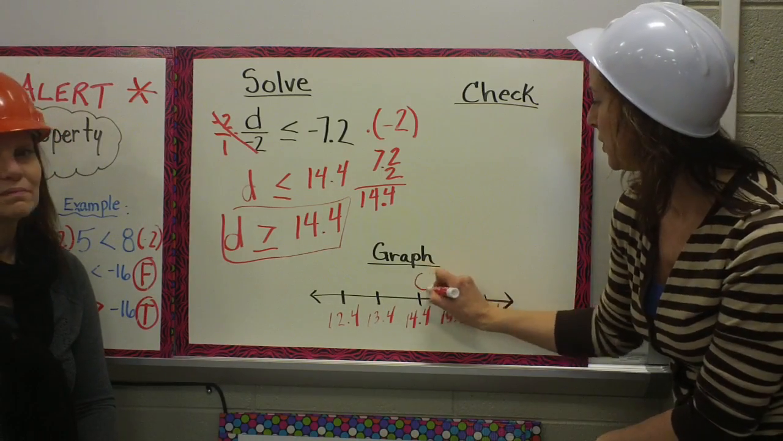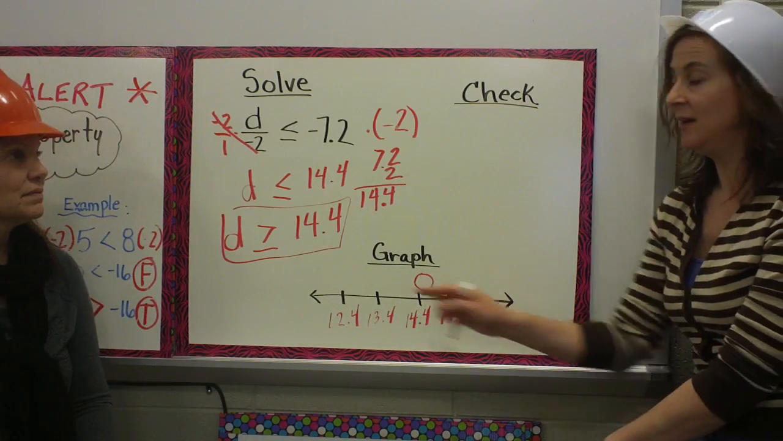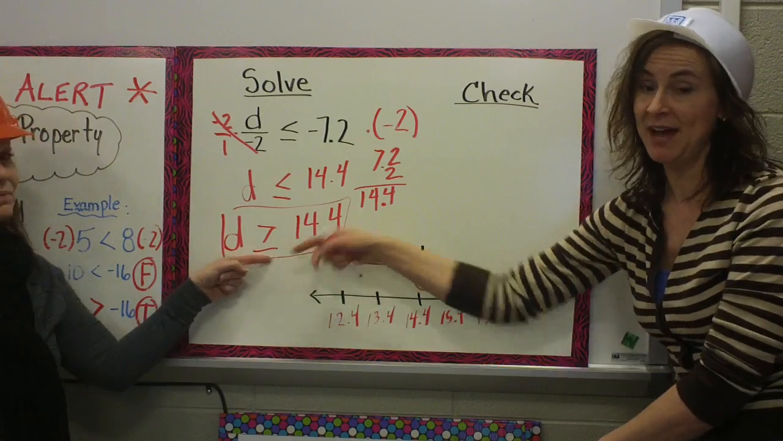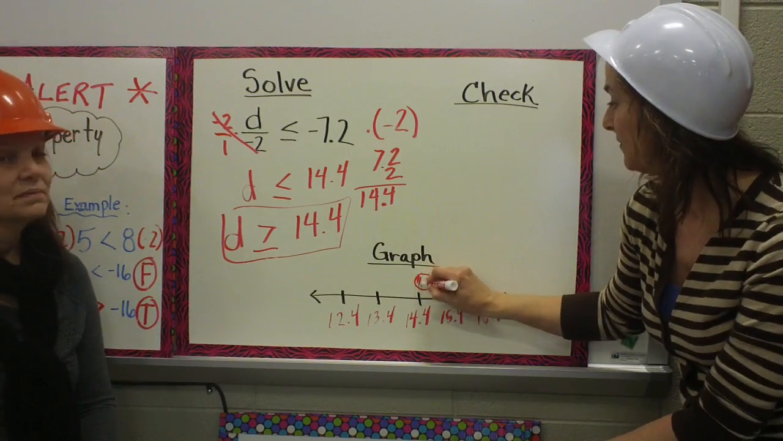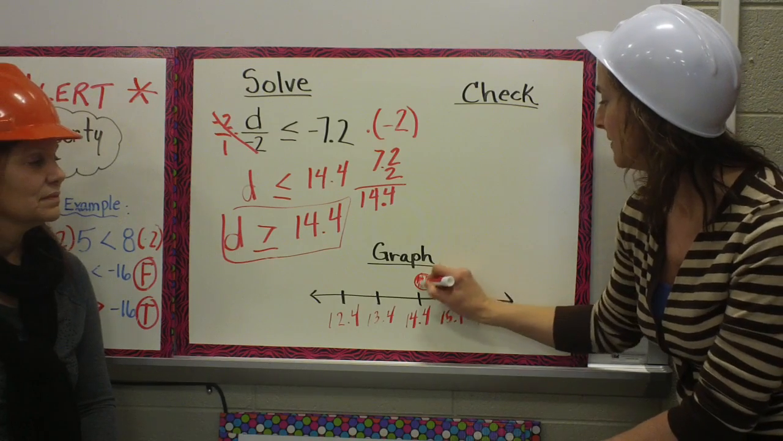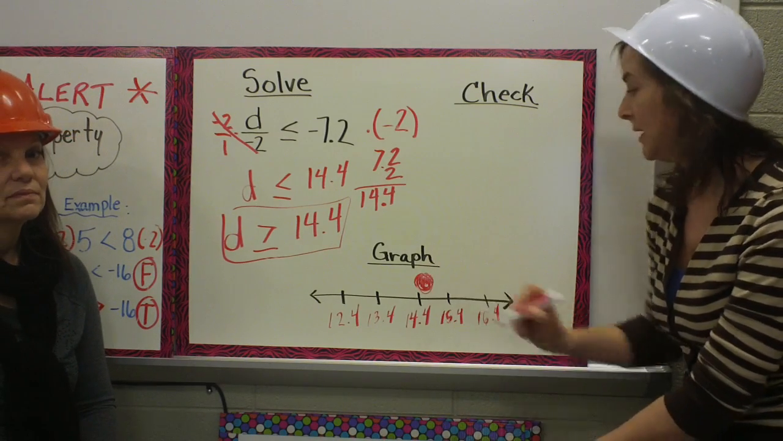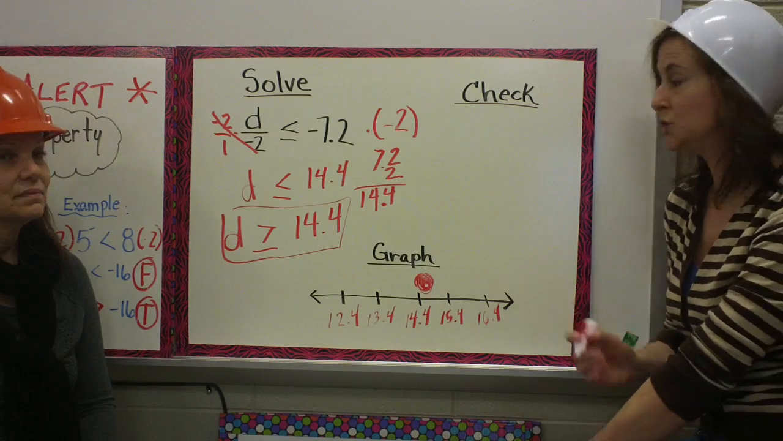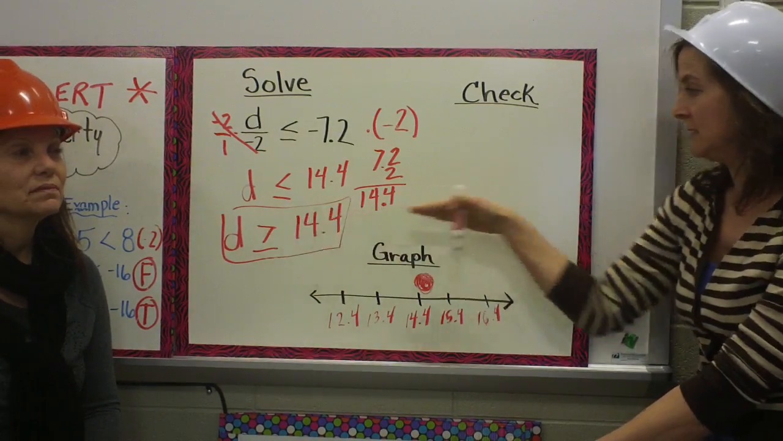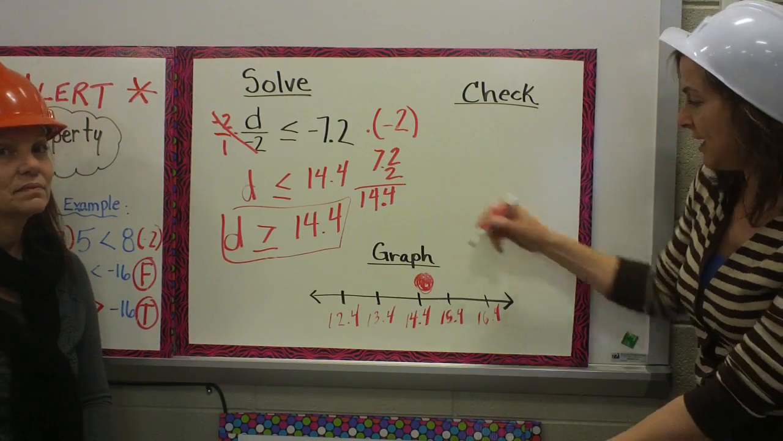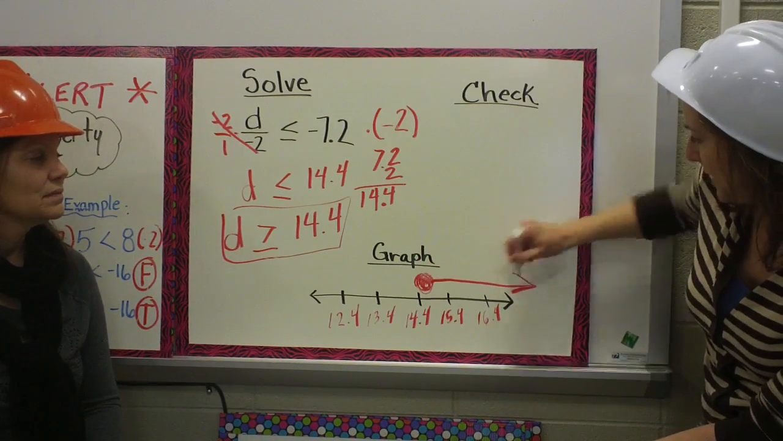Now I'm going to circle above my 14.4. Notice I have that equal, so I have to include 14 4/10 because that could be a true solution to my set. Notice the way that my sign is going. D is greater than, so I'm going to go in this direction.